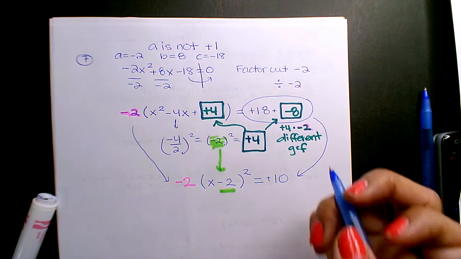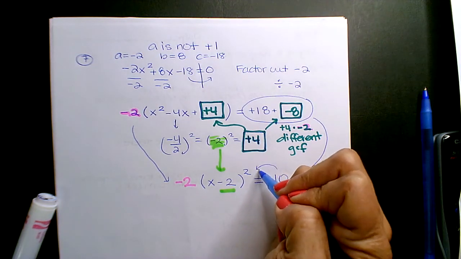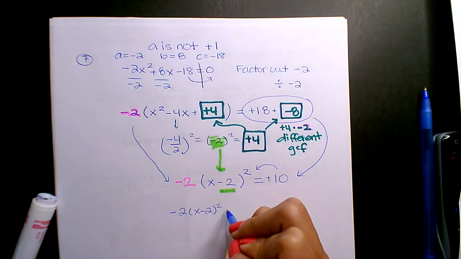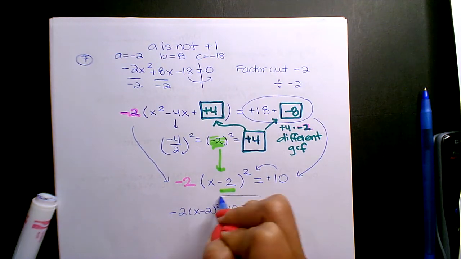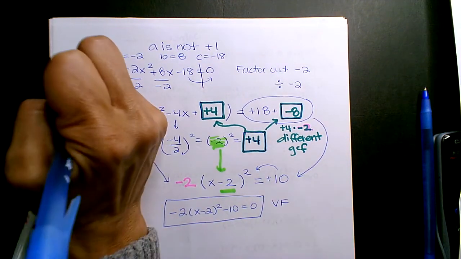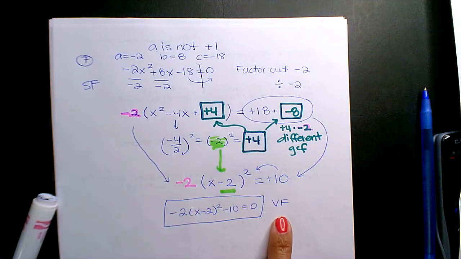Okay, and now what do we do? Take that constant back over, and now it is in vertex form. And so there you go. You now have it in vertex form. So remember, what we're doing is we're going from standard form to vertex form.